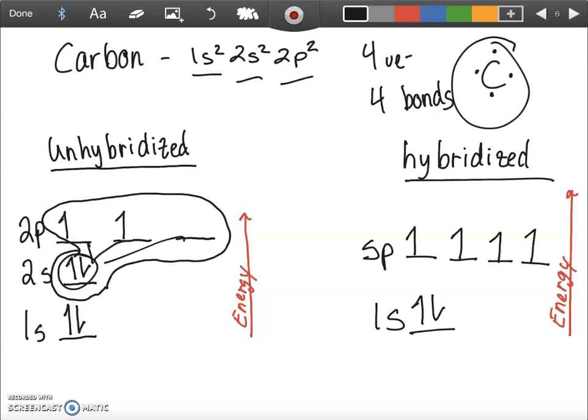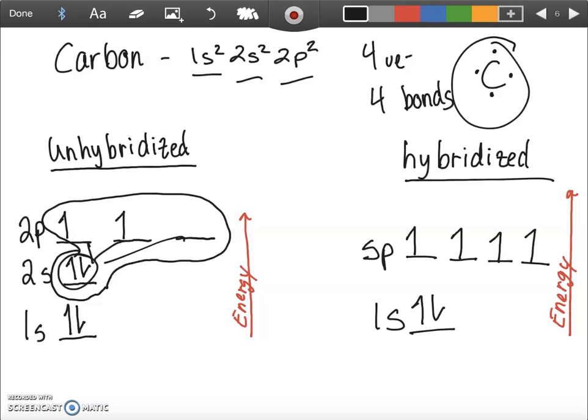So that's sp hybridization there. It's when the s and p orbitals mix together to form a hybrid orbital, so that we can describe and accurately talk about how bonds actually occur in nature.